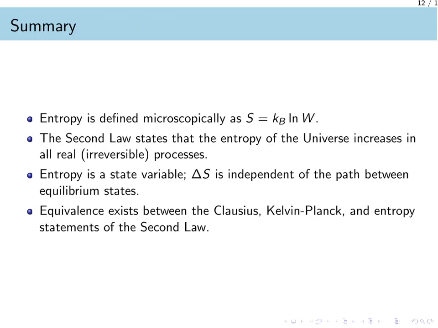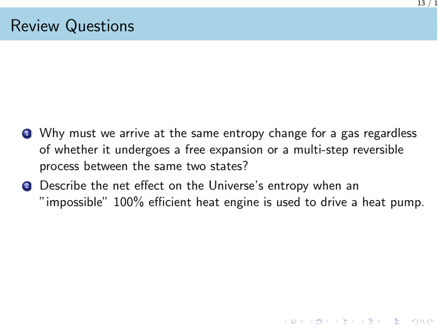In summary, entropy is defined microscopically based on the number of available microstates. The second law of thermodynamics dictates that the entropy of the universe must increase in all real, irreversible processes. We have seen that entropy is a state variable, so the change in entropy is independent of the specific path between equilibrium states. Finally, we established that the Clausius, Kelvin-Planck, and entropy statements are all equivalent ways of expressing the fundamental limits of nature. To wrap up, consider these review questions.